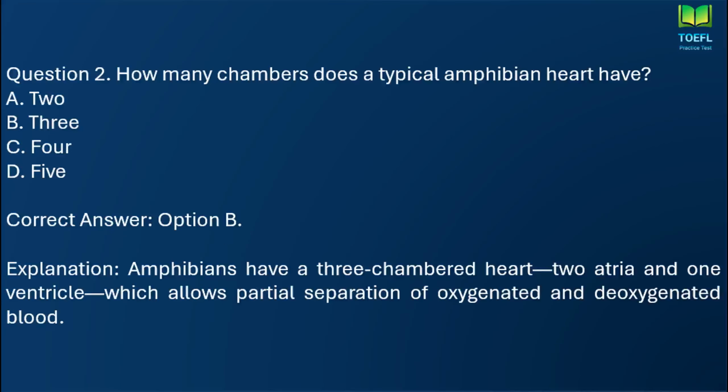Question 2. How many chambers does a typical amphibian heart have? A. 2. B. 3. C. 4. D. 5. Correct answer is option B. Explanation: amphibians have a 3-chambered heart, 2 atria and 1 ventricle, which allows partial separation of oxygenated and deoxygenated blood.